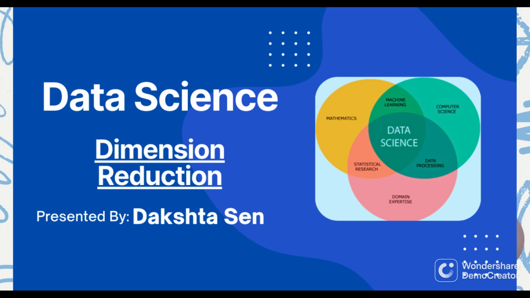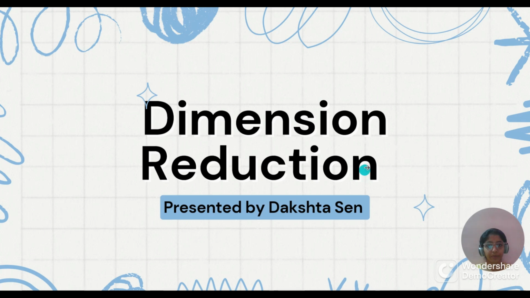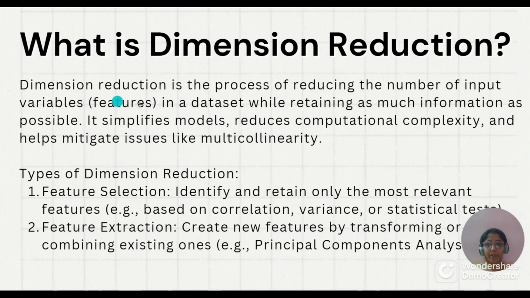In this video we will discuss dimension reduction. So let's see what dimension reduction is. Dimension reduction is the process of reducing the number of input variables, or features, in the dataset while retaining as much information as possible. It simplifies models, reduces computational complexity and helps mitigate issues like multicollinearity.